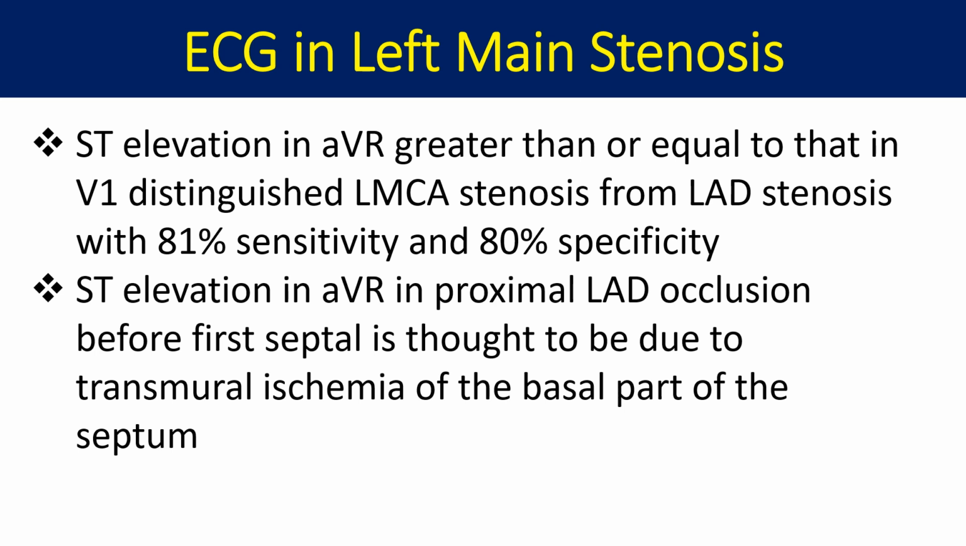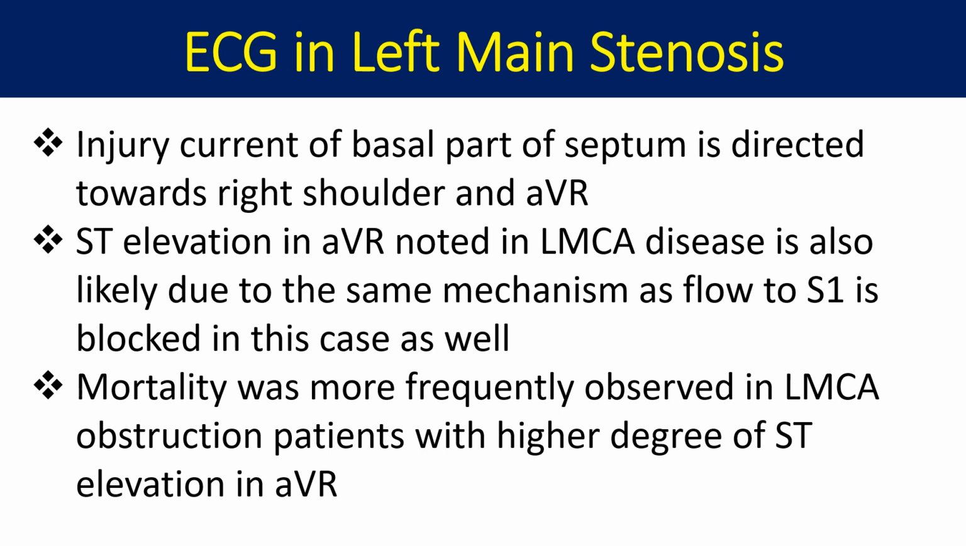ST segment elevation in AVR in proximal left anterior descending artery occlusion before first septal is thought to be due to transmural ischemia of the basal part of the septum. Injury current of basal part of septum is directed towards right shoulder and AVR. ST elevation in AVR noted in left main disease is also likely due to the same mechanism, as flow to first septal is blocked in this case as well. Mortality was more frequently observed in left main obstruction patients with higher degree of ST elevation in AVR.